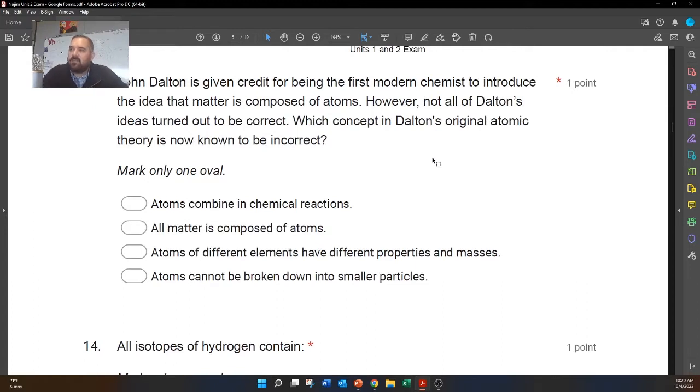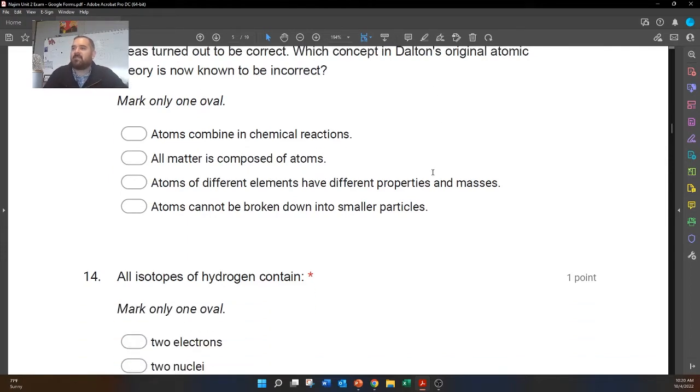John Dalton is given credit for being the first modern chemist to introduce the idea that matter is composed of atoms. However, not all of Dalton's ideas came out to be true. Which concept in Dalton's atomic theory is now known to be incorrect? It's that atoms cannot be broken down into smaller particles.